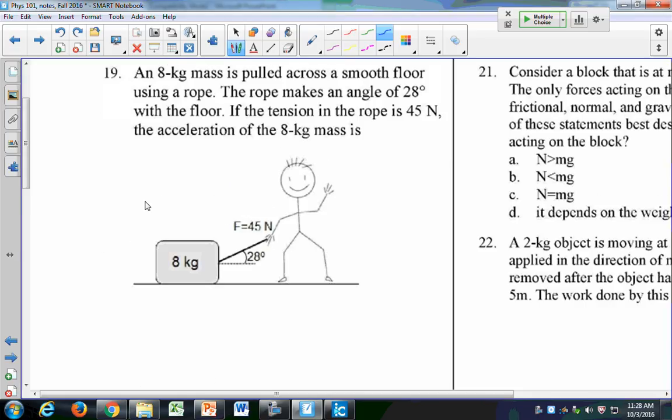Okay, so an 8-kilogram mass is pulled across a smooth floor. Rope makes an angle with the floor. If the tension is 45 newtons, the acceleration is what? Okay, so when you see smooth here, that means no friction. So I have my coordinate system here. I can break my forces into the various components. I have 45 sine of 28. Here I have 45 cosine of 28.